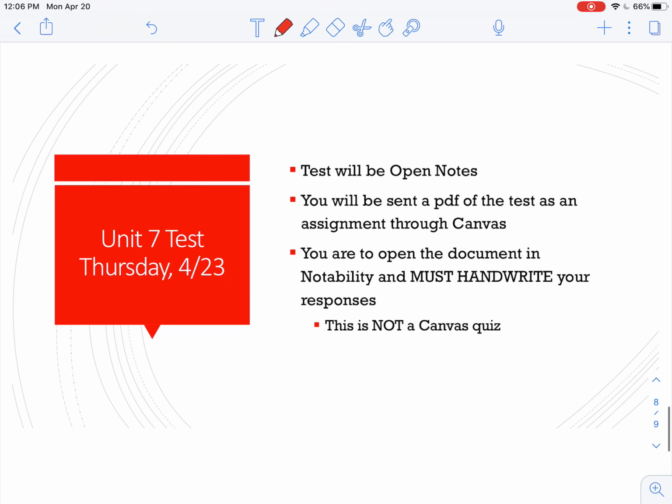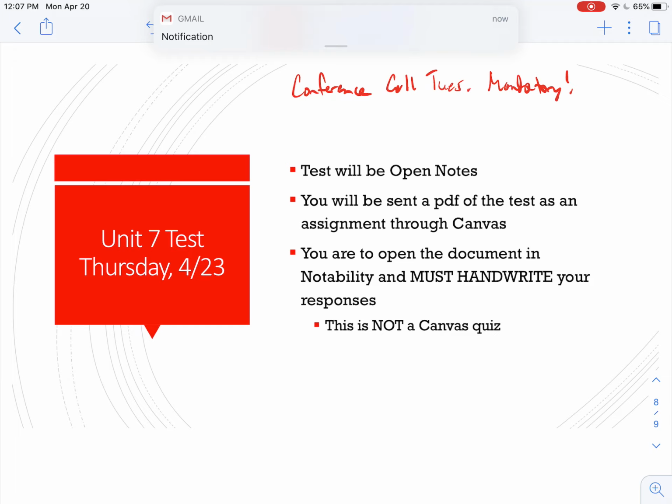So guys, this concludes our information for Unit 7. Just a quick note about the rest of the week. Again, we're going to have a conference call tomorrow during our normal 8-day scheduled class. And this conference call is mandatory. Attendance will be taken for the conference call. And we're going to go over and review the material we saw before break, just as a refresher for you all, since it might have been a while since we looked at that material.